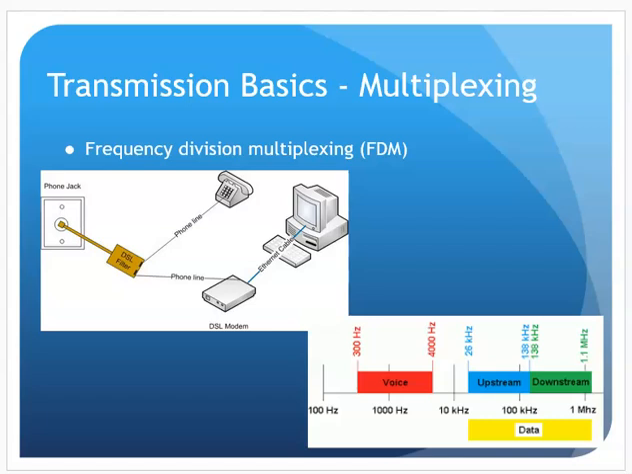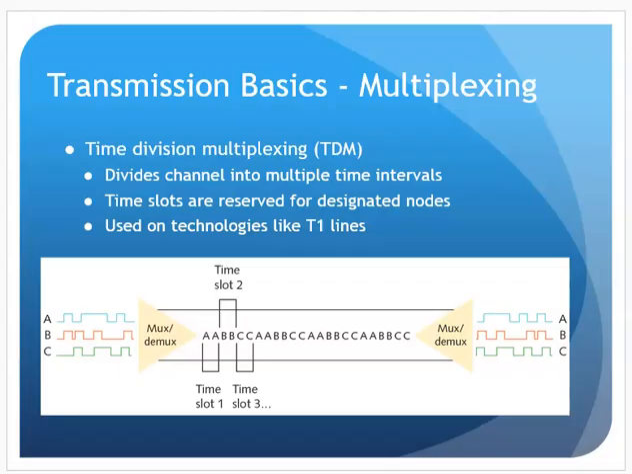Alrighty, CNT120, Chapter 5. We're hitting our multiplexing terms. So real quickly, we mentioned time division multiplexing. Old T1 lines would use time slots. One time slot for this phone call, next time slot for the next phone call, next time slot for the next phone call, and it would cycle back.